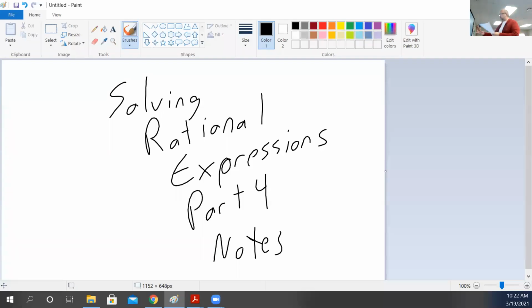Welcome back, guys. Solving radical expressions, part 4. So we're basically continuing the process we did yesterday and last week. Like I said, I want to get everyone on the same page, feeling good about this process.